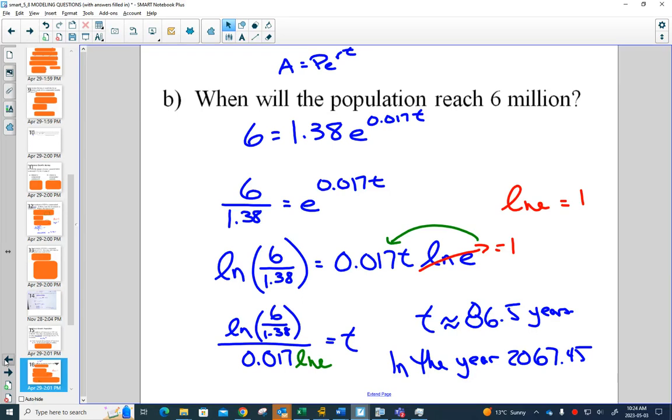So according to this plan, Vancouver's going to reach 6 million people in 2067. What kind of problems would they have if there's 6,000 people in just Vancouver, not the greater Vancouver area? It probably already has a population that big.